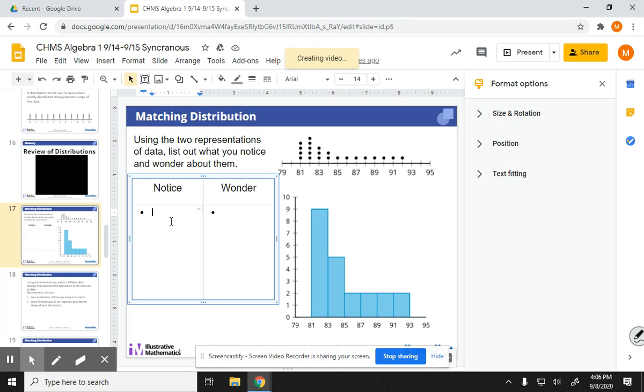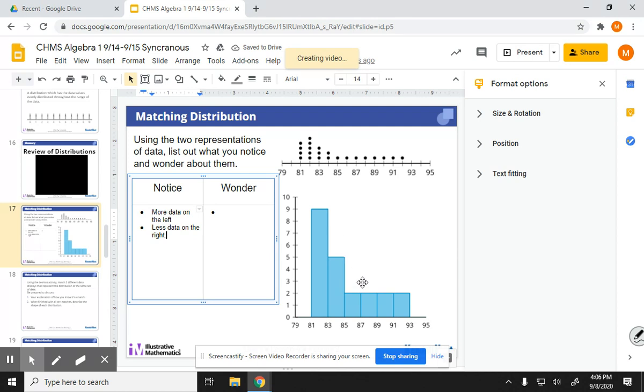So more data on the left, less data on the right.